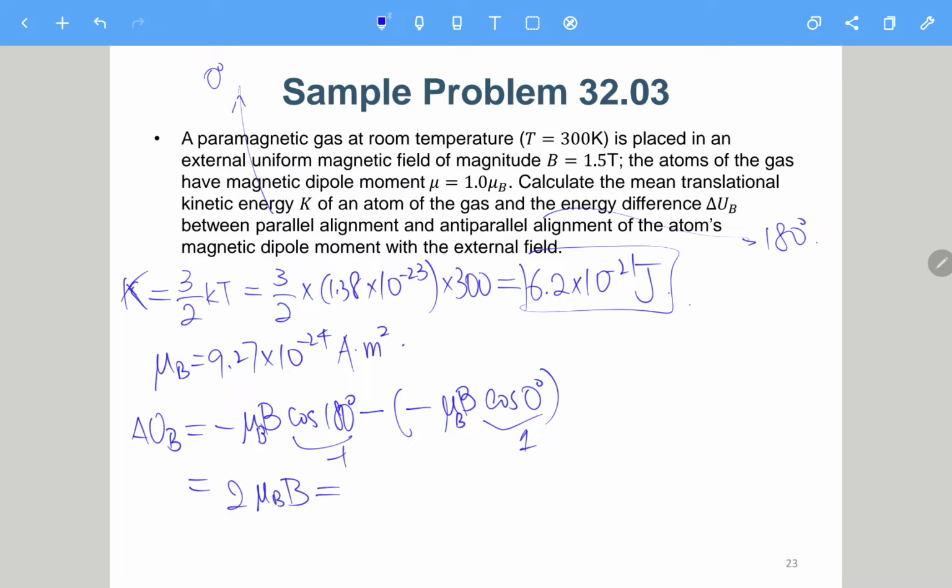Then we plug in the numbers: 2 times 9.27 times 10 to the minus 24, times 1.5. So the answer is 2.8 times 10 to the minus 23 joule.